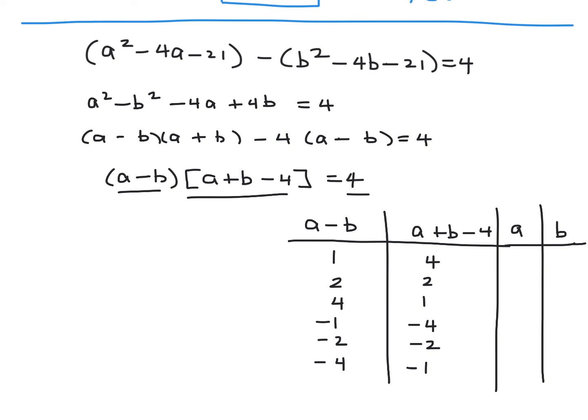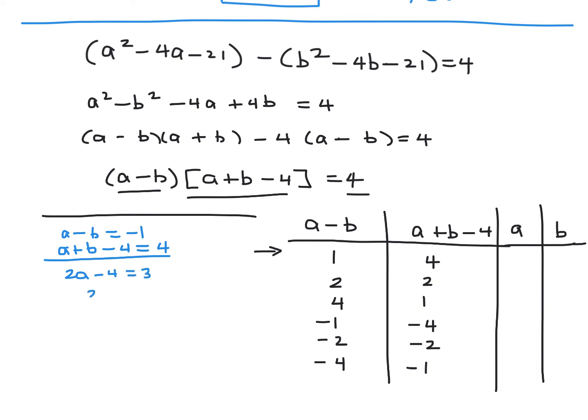So for example, let's look at the first one. If a minus b is equal to negative 1, and a plus b minus 4 is equal to 4, if you add these, 2a minus 4 is equal to 3. So 2a is, wait, hold on. Did I do this correctly? So sorry. Oh, a minus b is equal to 1, positive 1. Sorry about that. So this is going to be 5 actually. So 2a is 9, therefore a is equal to 9 over 2. Well, 9 over 2 is not an integer, so that's not a solution.